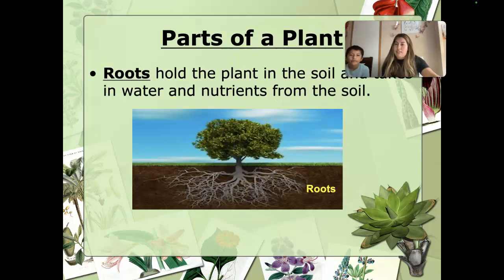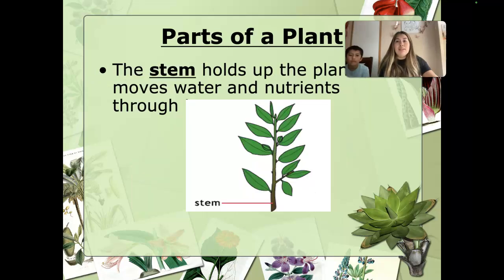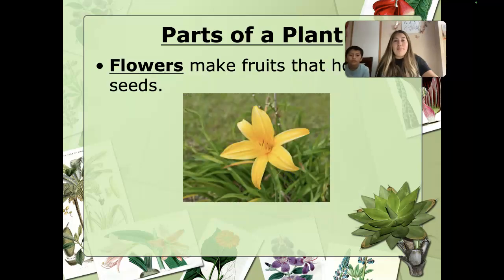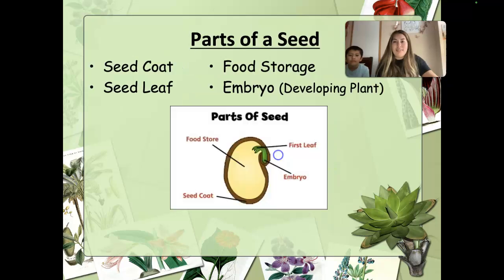Parts of a plant. Roots hold the plant in the soil and take in water and nutrients from the soil. Stem holds up the plant and moves water and nutrients throughout. Leaf uses light, air, water, and nutrients to make food for the plant. Flower makes fruit that holds seeds. Parts of seeds.